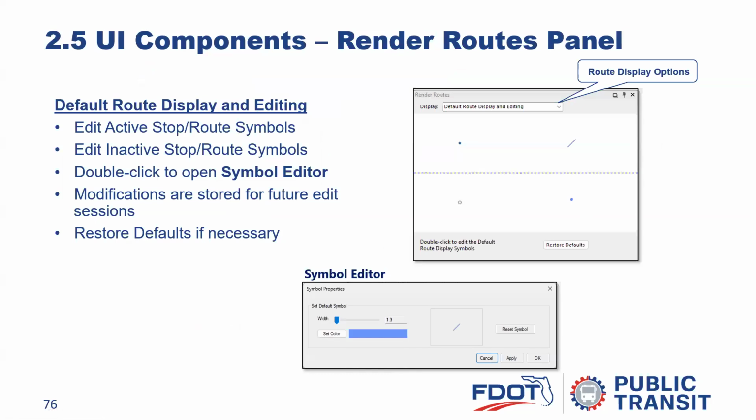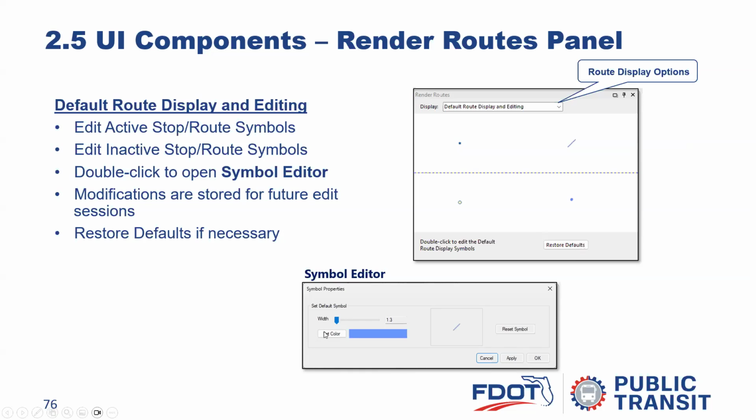Okay, so the render routes panel is another panel that's basically on the right side, and it just gives you some basic editing for the symbols that make up the default symbols of the network. So the default line type, the default stop symbol, and the active route stop symbol and the active route line symbol, you can change those and then save them as your default so that every time that you use TBEST, it will use your renderings rather than the default ones. And you can always come back and restore the defaults if you need to.